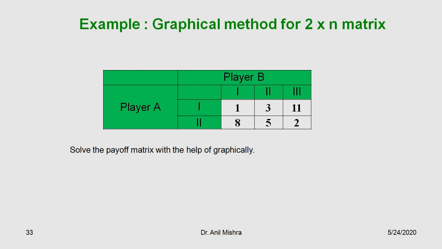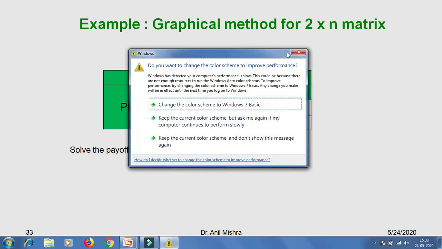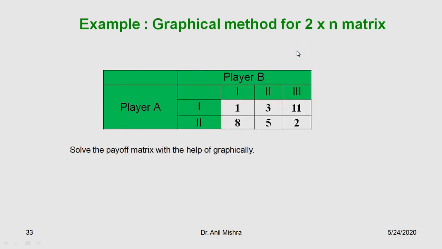Let's suppose the problem given is related to a 2 by n matrix, meaning 2 rows but n columns. In this case there are 2 rows, row 1 and row 2, which means player A has 2 strategies and player B has 3 strategies.